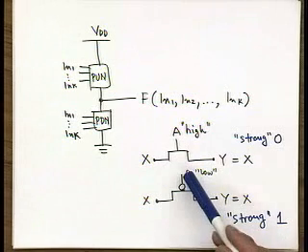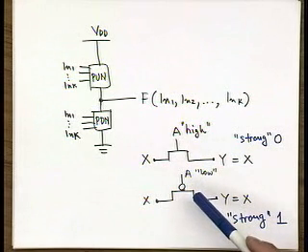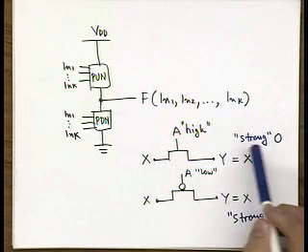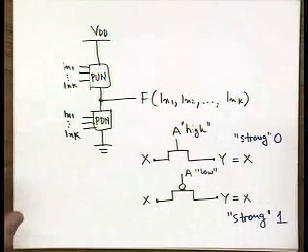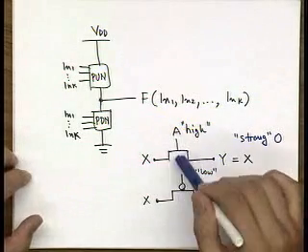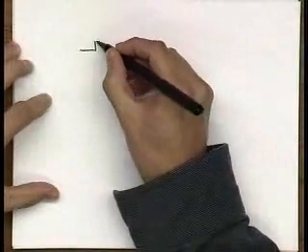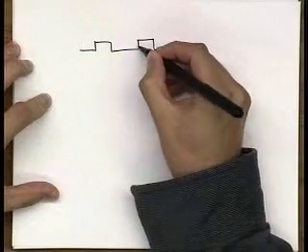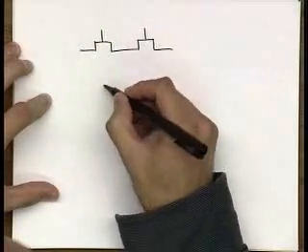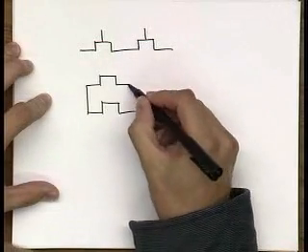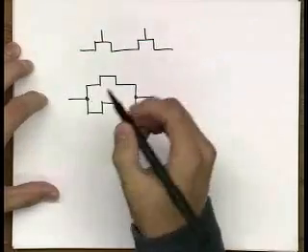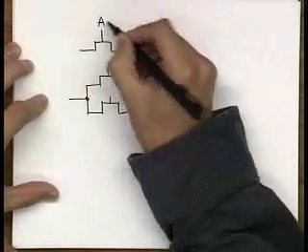PMOS is active low, NMOS is active high, and NMOS passes a strong logic 0, and PMOS passes a strong logic 1. So let's now see what kind of configurations we can use these two devices in to implement some of the logic functions. We distinguish between two basic principles. We can have a serial connection of transistors, or we can have a parallel combination of transistors. So let's look at the case of NMOS first.